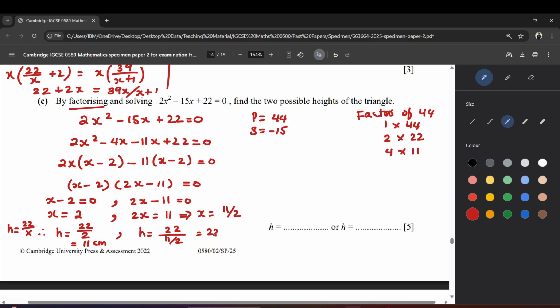So here we can say 22 divided by 11 upon 2. If I take the reciprocal, so this is 22 multiplied by 2 upon 11. This 11 and this 22, they get cancelled off. 2 times 2 is equal to 4. So therefore, the value of h can be 11 or it can be 4. Got it? All right.